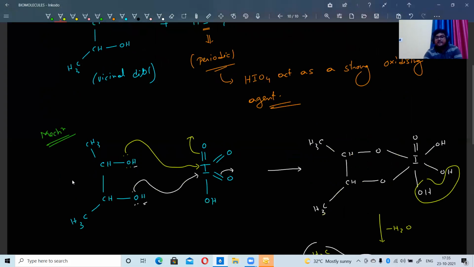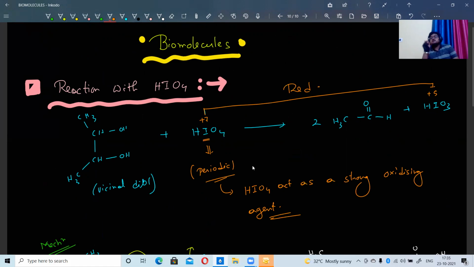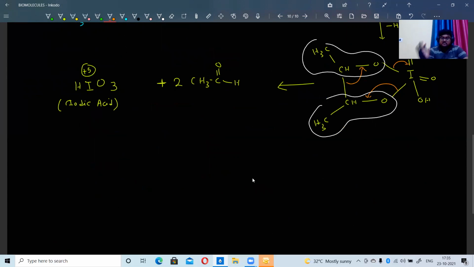So basically, in these reactions, HIO4 with +7 is converted to +5. That means in this particular case, reduction takes place, meaning it itself is reduced. That's why HIO4 acts as a strong oxidizing agent. Is it clear? Any doubt regarding this part?